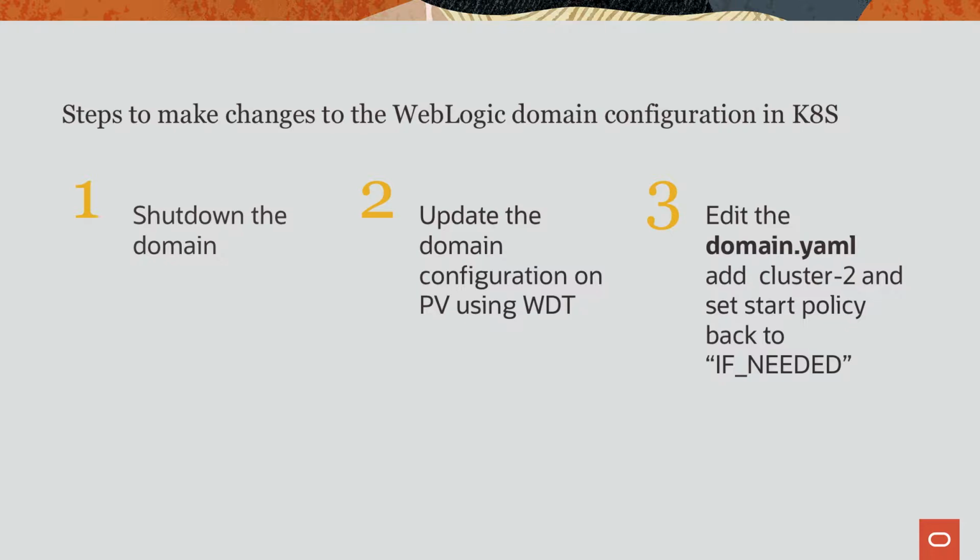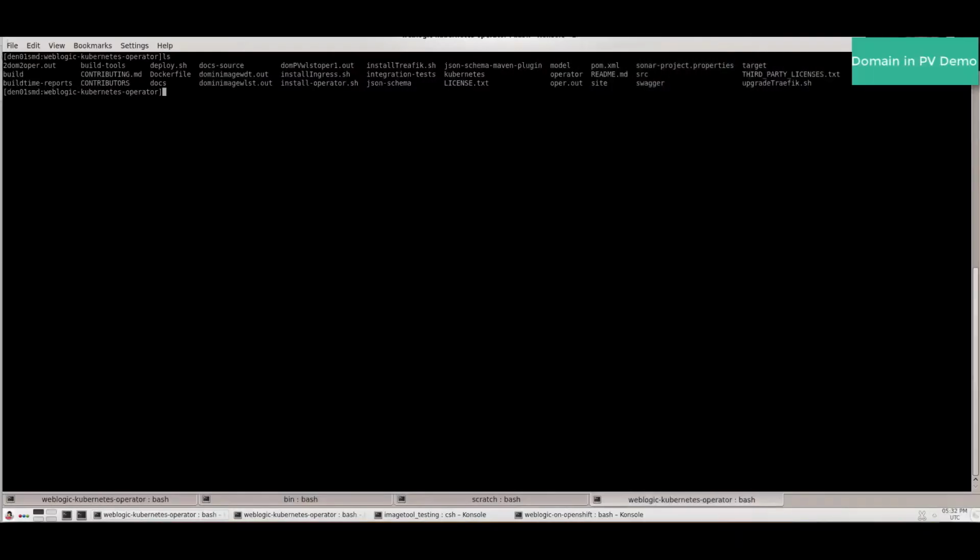You will see during the demo, we create the domain using WDT in the PV/PVC. Then we will shut down that domain. We will update the domain configuration on the PV using WebLogic Deploy Tooling. And then we will edit the domain YAML to add cluster 2 and set the start policy back to IF_NEEDED so that the domain is restarted by the operator.